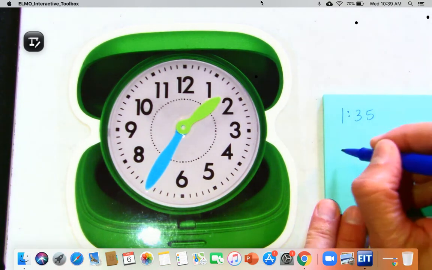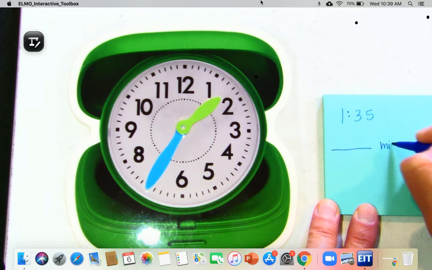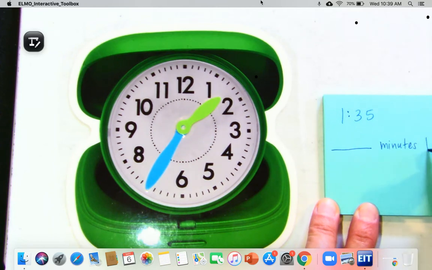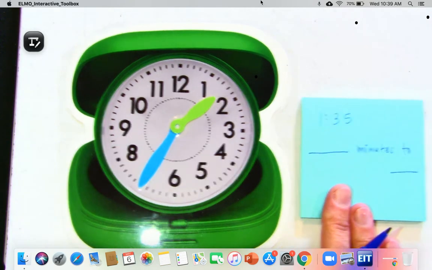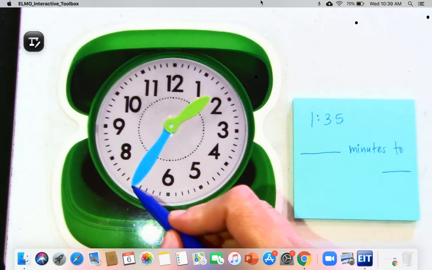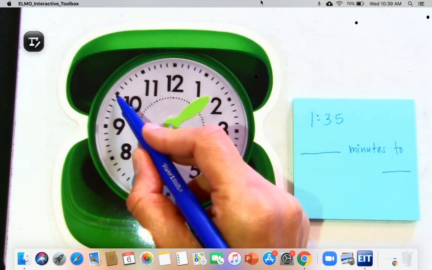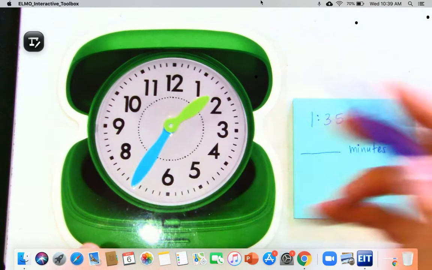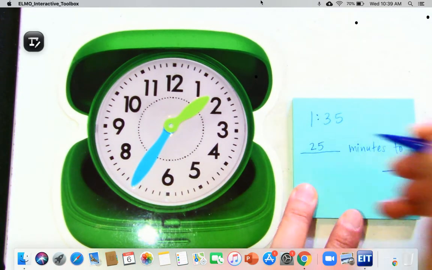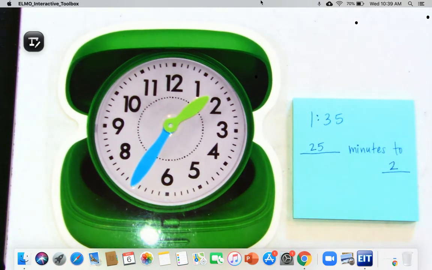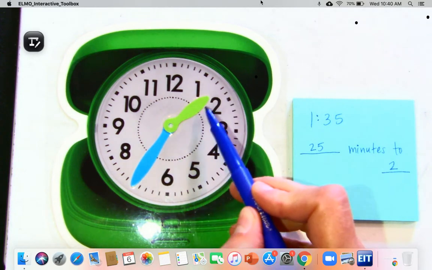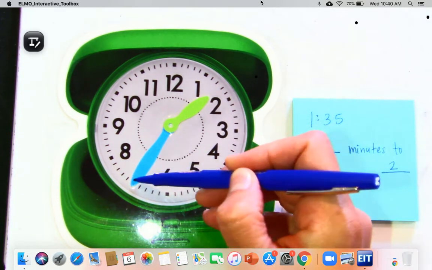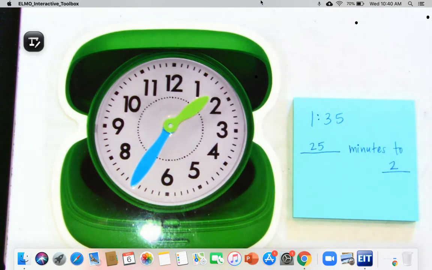So we can think about another way of saying this is blank minutes to blank. So how many minutes to the next hour? Well, let's see. 5, 10, 15, 20, 25. So we could say this is 25 minutes to 2, or 25 minutes to 2 o'clock. All right, so we could say this is 1:35, we could say it's 35 minutes after 1, we could say it's 25 minutes to 2.